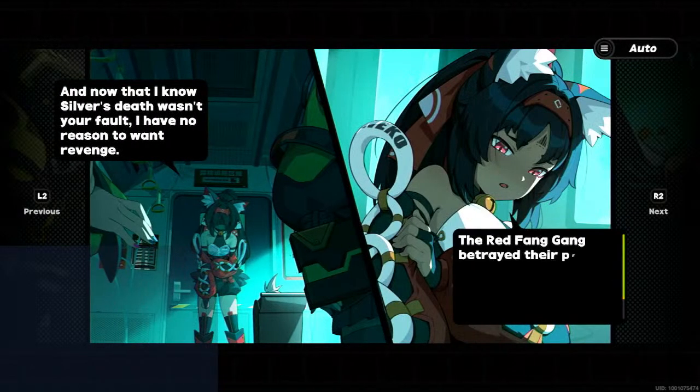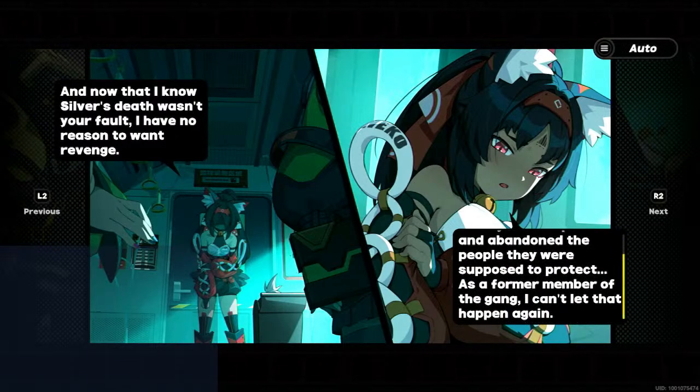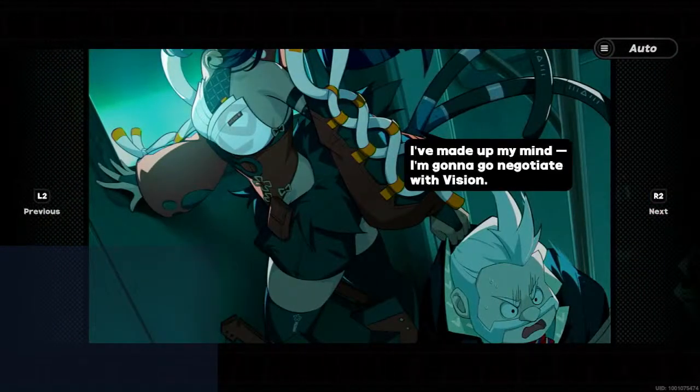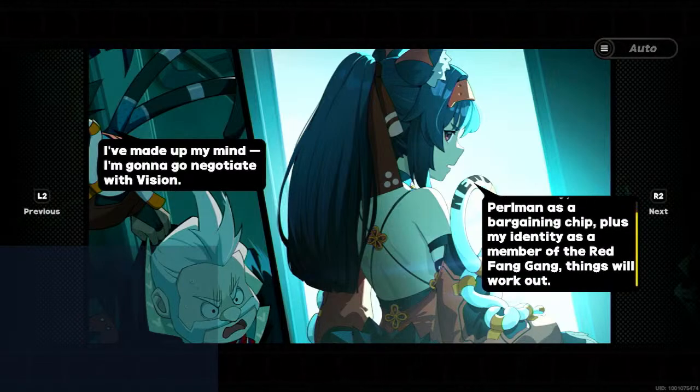The Red Fang Gang betrayed their promise and abandoned the people they were supposed to protect. As a former member of the gang, I can't let that happen again. I've made up my mind. I'm gonna go negotiate with Vision. Don't worry. With Perlman as a bargaining chip, plus my identity as a member of the Red Fang Gang, things will work out.